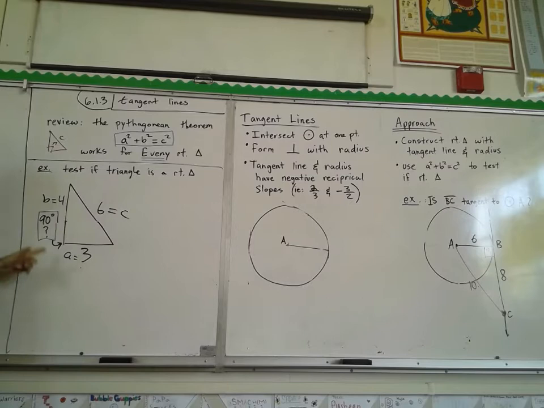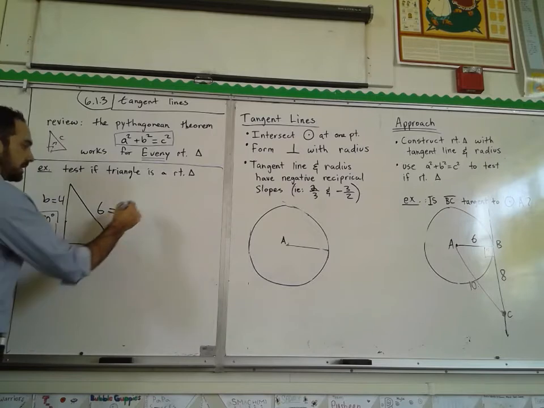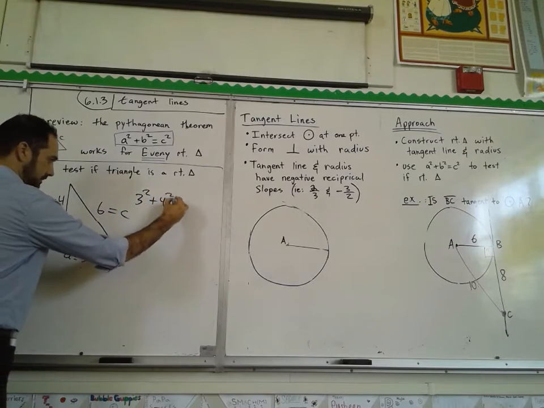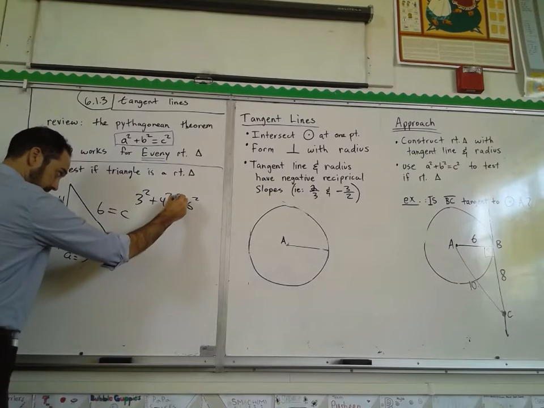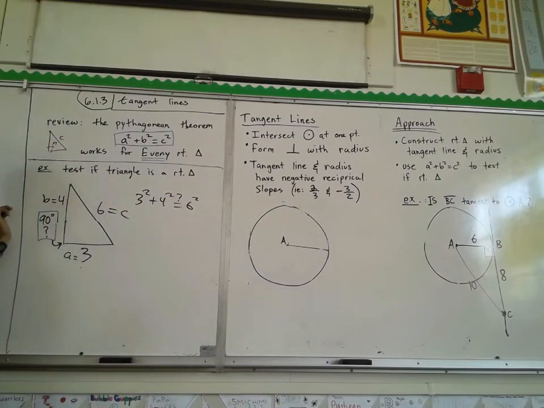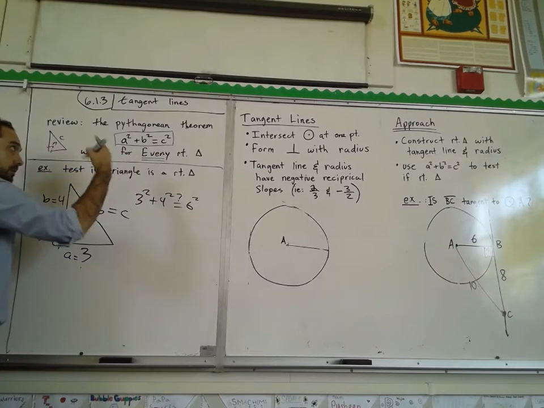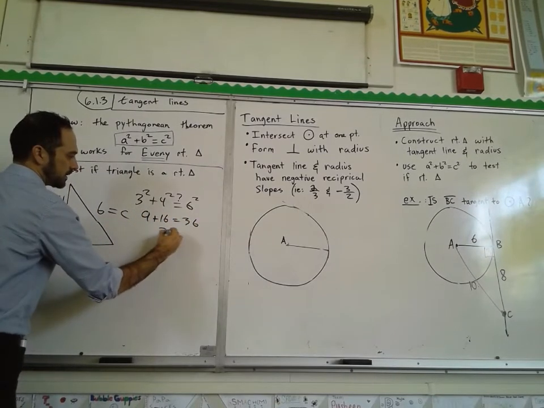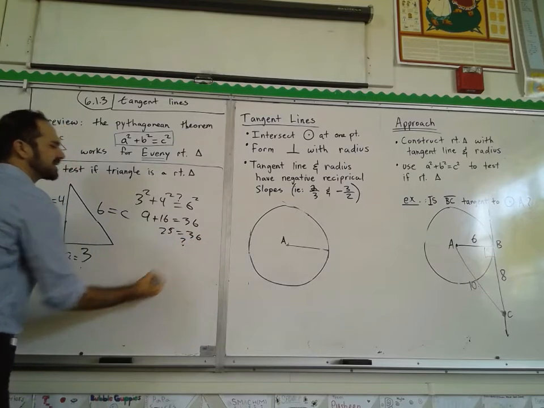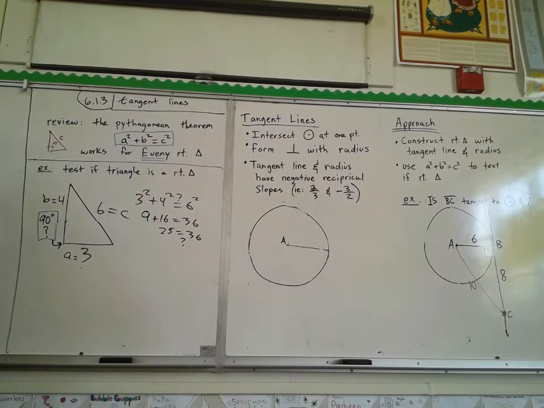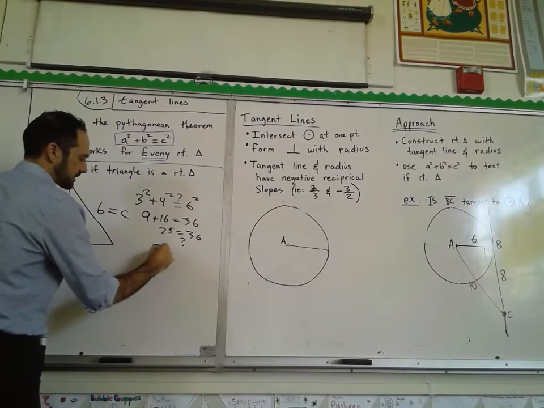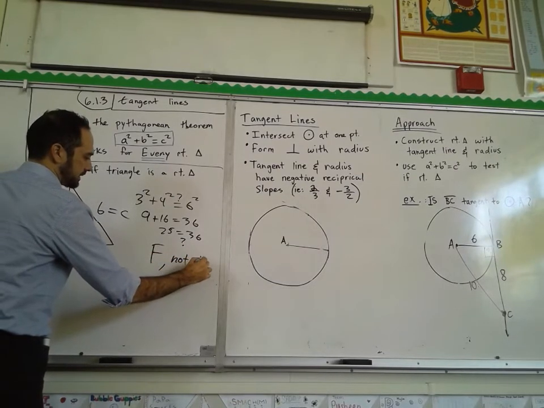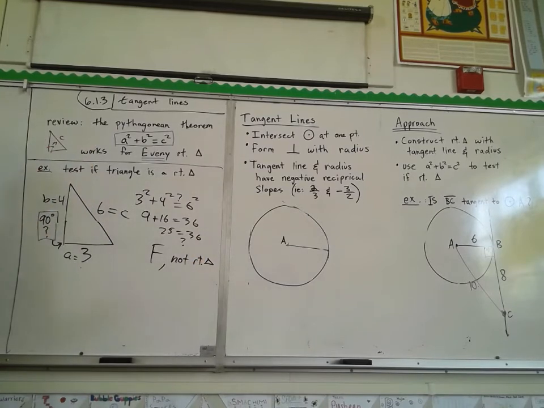So we'll go in here. Who can tell me if it's a right triangle already? No. Powell says no. I agree. Let's see. A squared plus b squared equals c squared, question mark, because I don't know if it's true. If it's true, then this is a right triangle, because it works for every right triangle. If not, nope. 9 plus 16 equals 36? 25 equals 36? Let's think about that. That makes no sense. False. Not a right triangle. If it's false, it's not a right triangle.